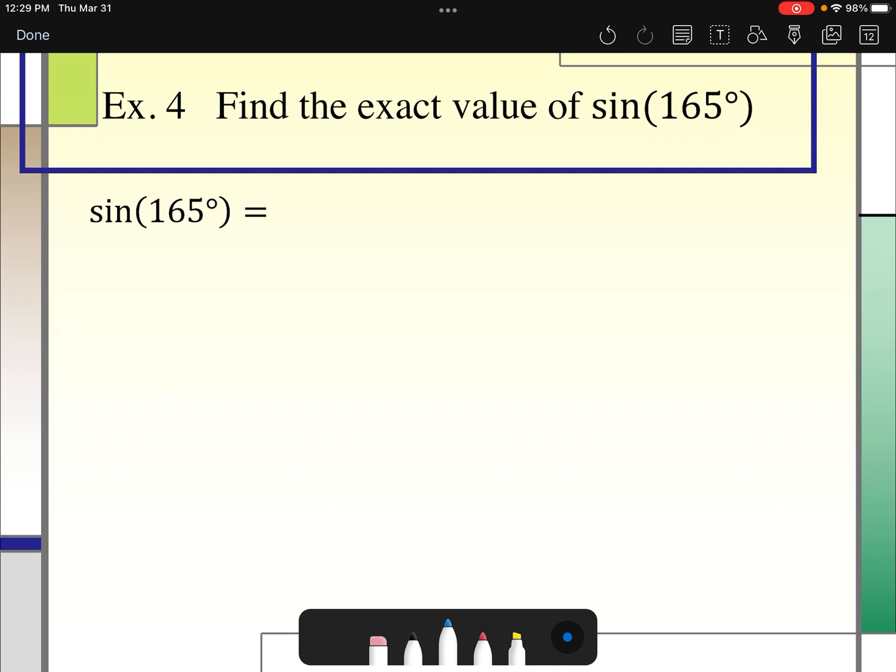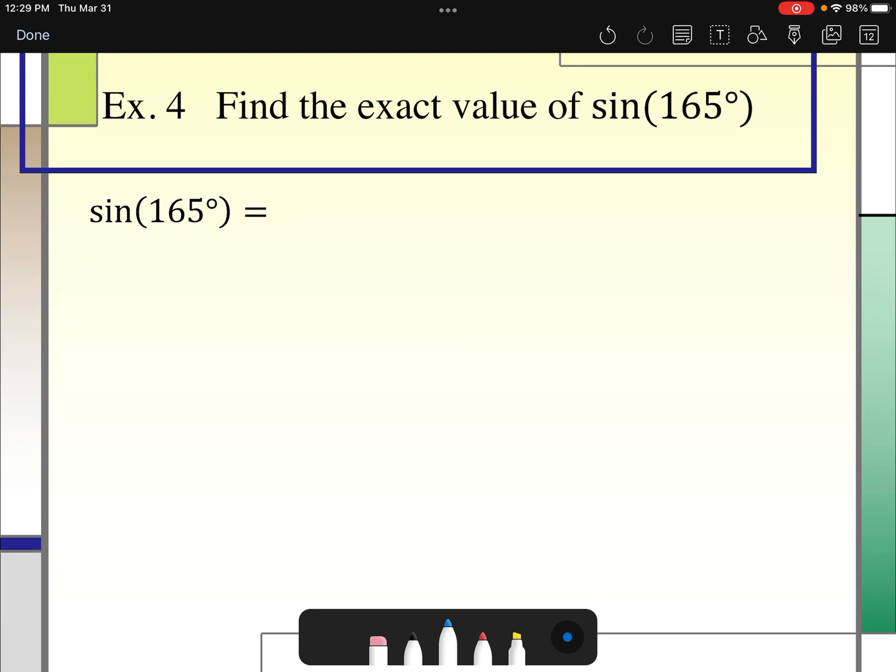Okay? Now, I'm going to leave this one up to you. How do you want to find this exact value of the sine of 165? It's totally up to you. You could use 135 and 30. You could use 120 and 45.